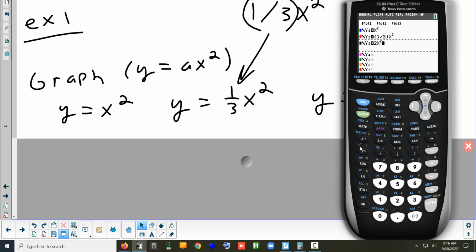So let's hit graph and watch what happens when we change the number in front of the x squared. I want to see if you can tell me what that number does. Okay, so here's the original. 1/3 x squared is going to be in red, and 2x squared will be in black. Yes? It stretches it out. Yeah, it causes the graph to stretch.